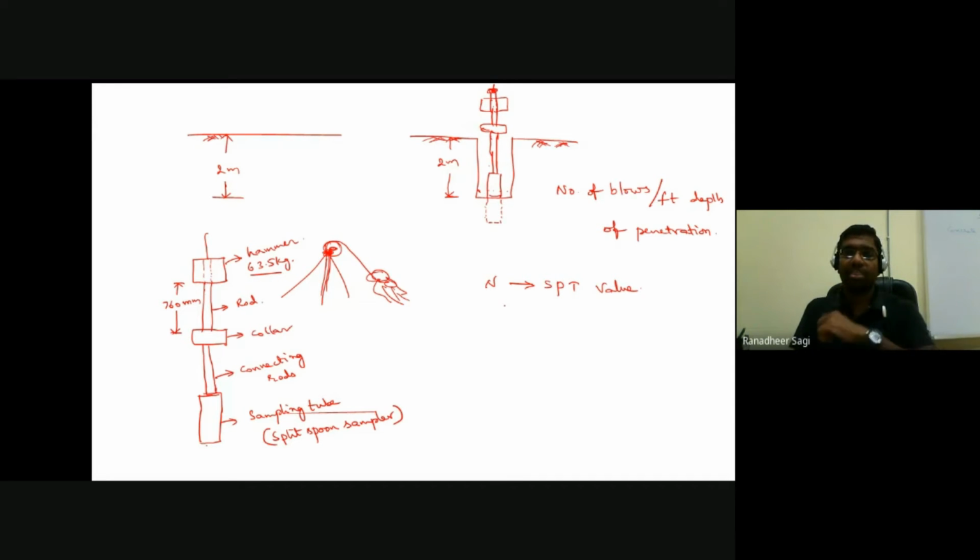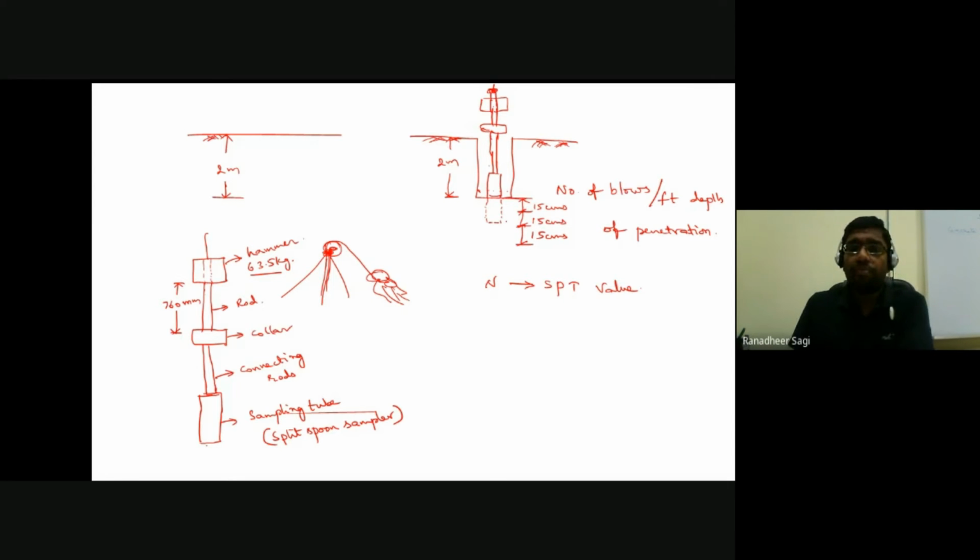As I mentioned, we are going to understand how many blows are required for 1 foot depth of penetration. But while conducting this test, from the bottom of the borehole which I made, I'll mark 15 centimeters, another 15 centimeters, and another 15 centimeters. Sir, you said only 1 foot depth of penetration, but you have marked 1.5 feet. Why?